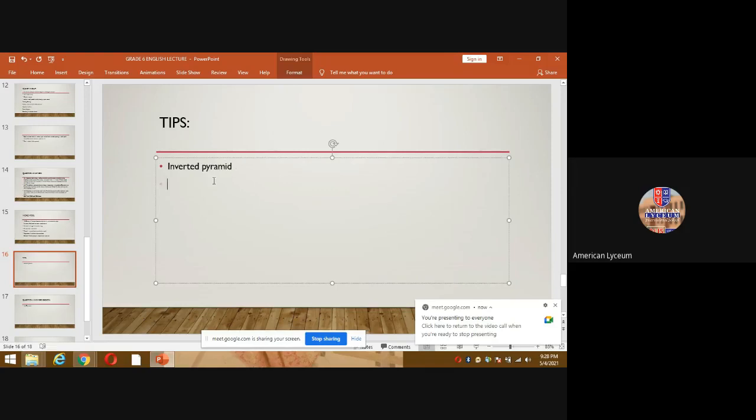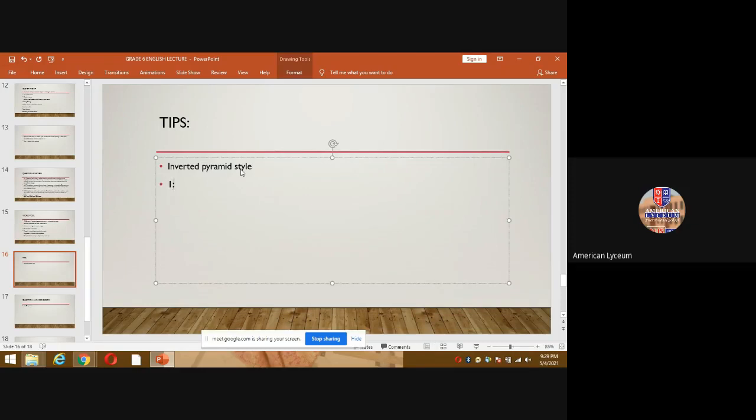Inverted pyramid means we have a technique when we write something related to news articles or news stories, then we follow the rules, the techniques that are called inverted pyramid. So I'm going to tell you what is inverted pyramid. Inverted pyramid style. Okay, it has three steps.